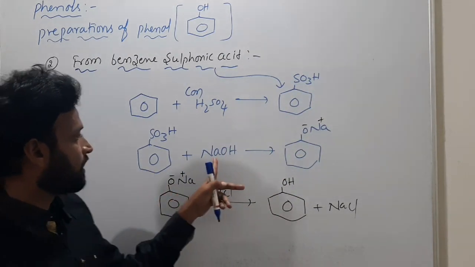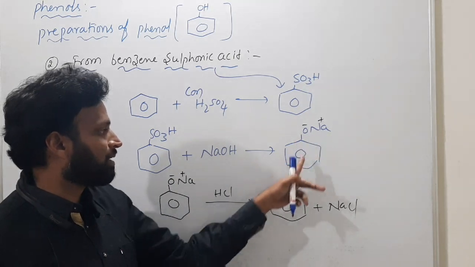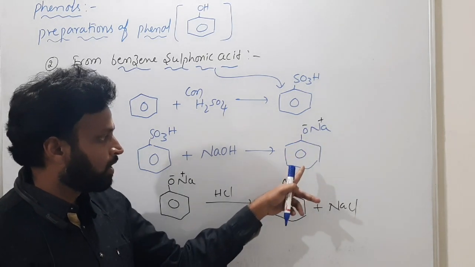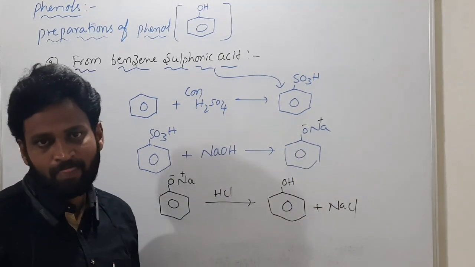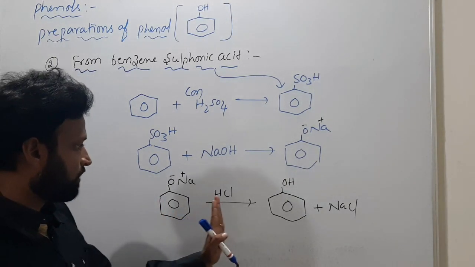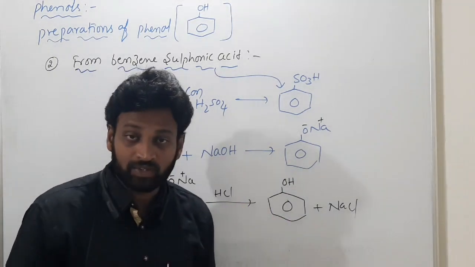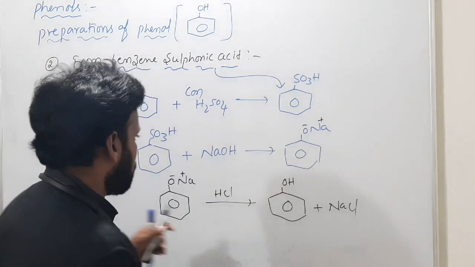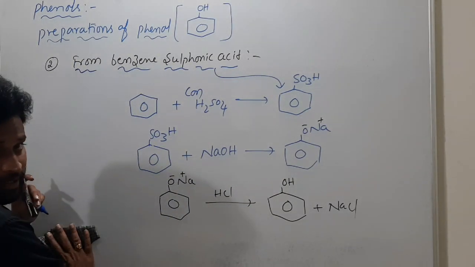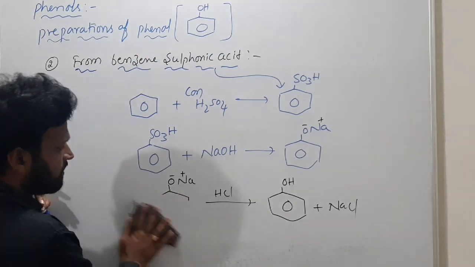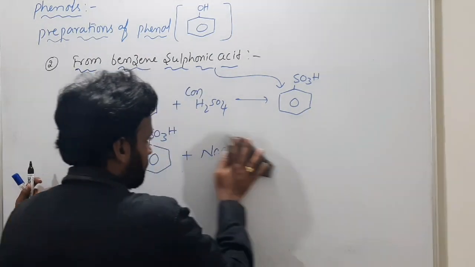This benzene sulfonic acid with NaOH, you are having sodium phenoxide. This sodium phenoxide with HCl, you are getting phenol. This is one more method. Okay, so next one, next time you have to write those.